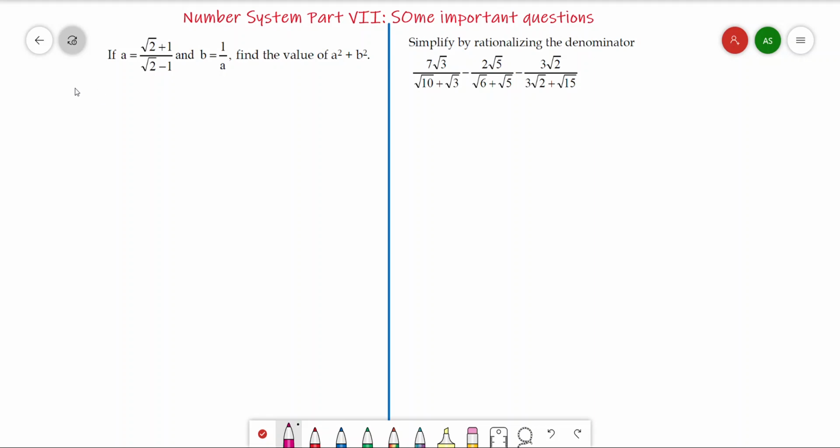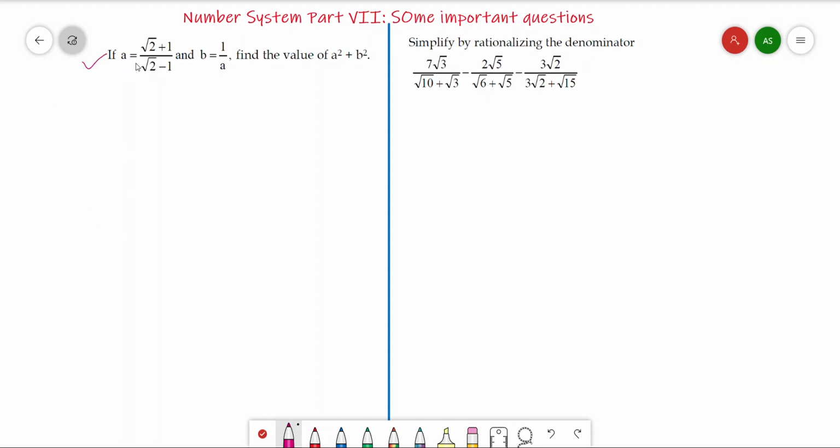As discussed in today's class, we are going to study certain important questions based upon the rationalization of numbers. In our previous class, we discussed how to rationalize the denominator of a fraction whose denominator was irrational. We will use the same procedure here to find the solutions to different types of questions. We'll be discussing a few of them today. Let us start with the first example.